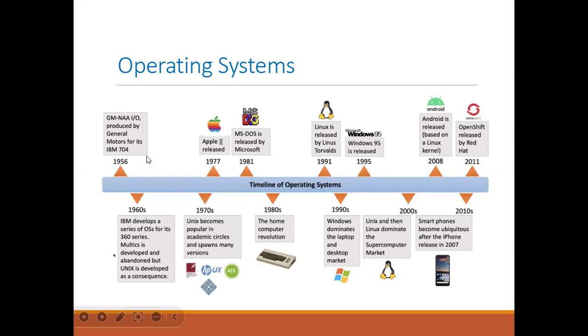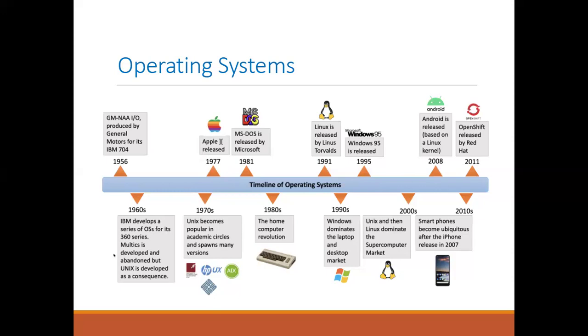So then operating system started, and initially Dennis Ritchie, you may have heard the name of the person who wrote the C language. He was involved in writing the Unix operating system. Then they had to close that project due to some reasons. And then in the 1960s, IBM again came with a series of its own computers. It was the 360 series, and Multics was developed and abandoned, but Unix was developed as a consequence. There was a need of operating system.